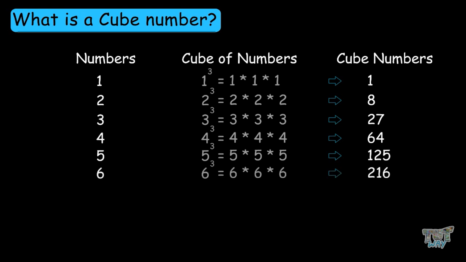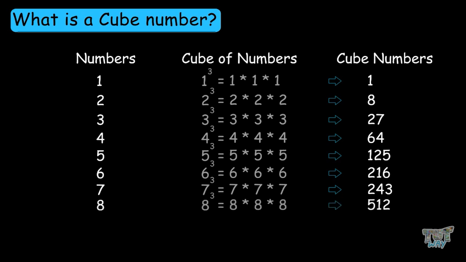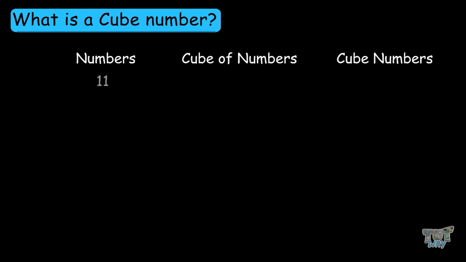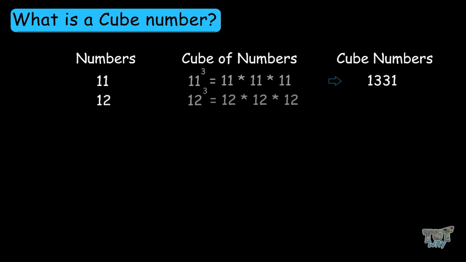216. Cube of 7. 343. Cube of 8. 512. Cube of 9. 9 times 9 times 9 is 729. Cube of 10. 10 times 10 times 10 is 1000. Cube of 11 will be 1331. Cube of 12. 12 to the power of 3. 1728.